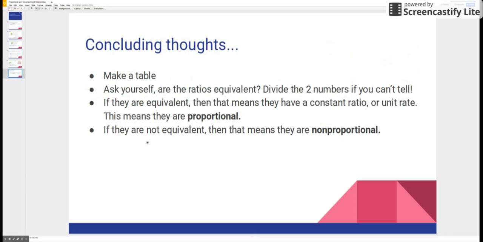All right, and here are our concluding thoughts. First thing you want to do is make a table. Then you want to ask yourself, are the ratios equivalent? You divide the two numbers if you can't tell. If they are equivalent, then that means they have a constant ratio or unit rate. This means that they are proportional. And if they are not equivalent, then that means that they are non-proportional.